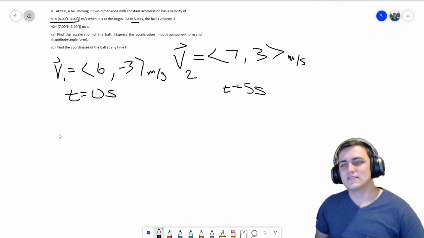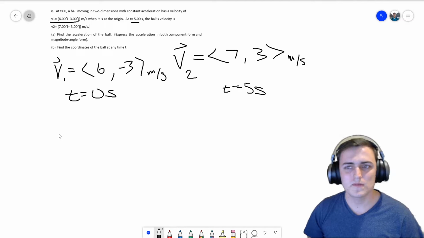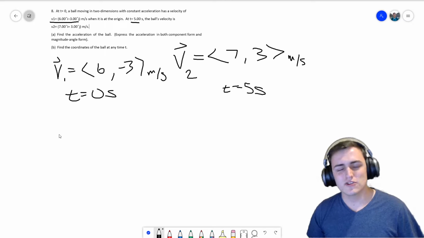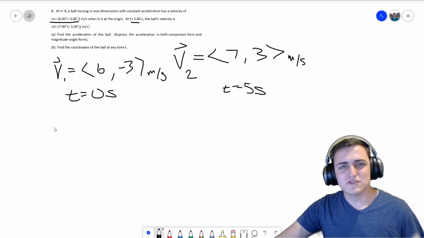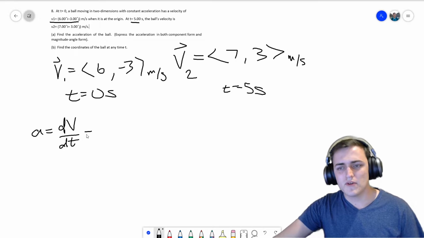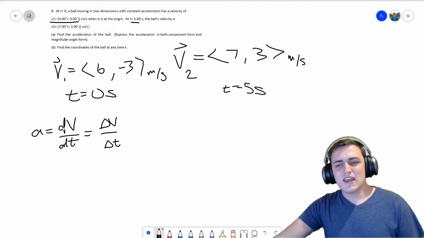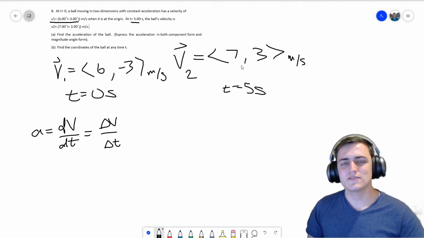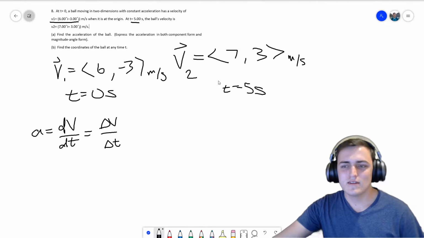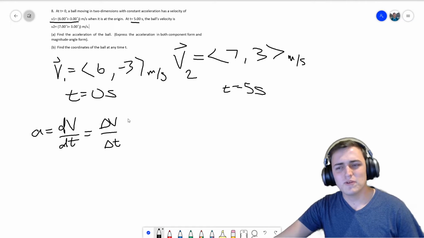So part A says find the acceleration of the ball, express in component form as well as magnitude angle form. So how do we define acceleration for this problem? Well, if you remember from the fundamental definition, acceleration is the derivative of velocity with respect to time. But not only that, it is the change in velocity over a change in time. We can't really take the derivative of 2 points, that's a little tricky. What we can do is express the derivative as the change in velocity by the change in time.